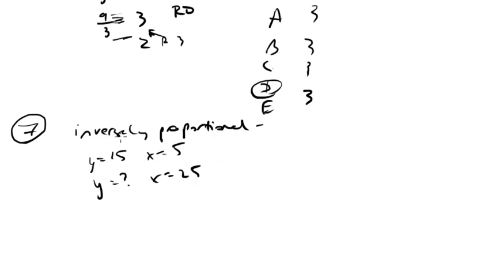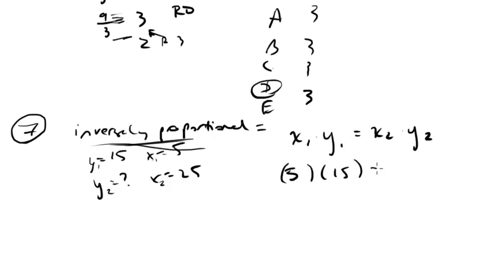Well, the first thing we have to remember, this is just something you need to memorize, is what inversely proportional means. And the formula for this is going to be x1 times y1 equals x2 times y2. And now we just plug it in, right? This is our y1 and our x1. Here's our y2 and our x2. So let's go. We have 5 times 15 equals 25 times y, or y2, whatever you want to call it.